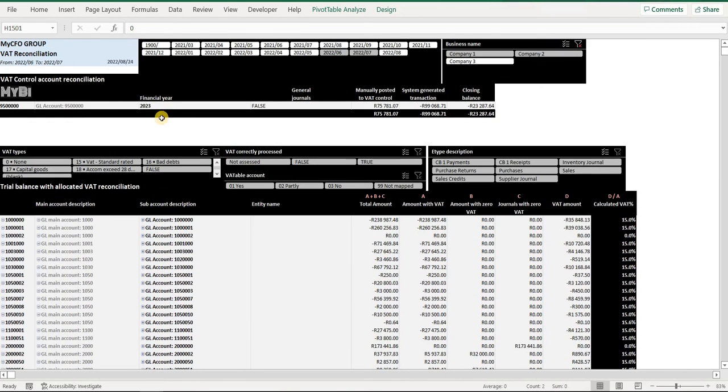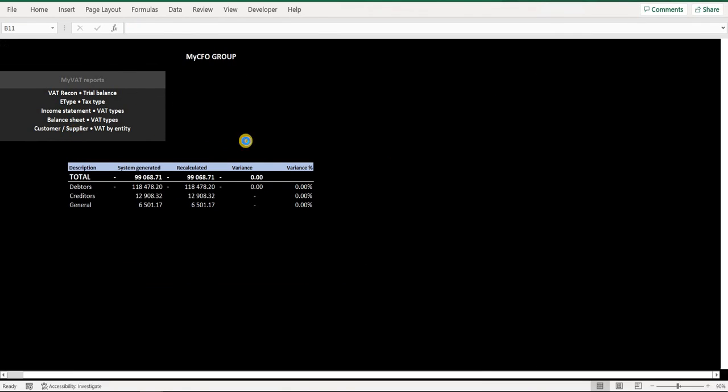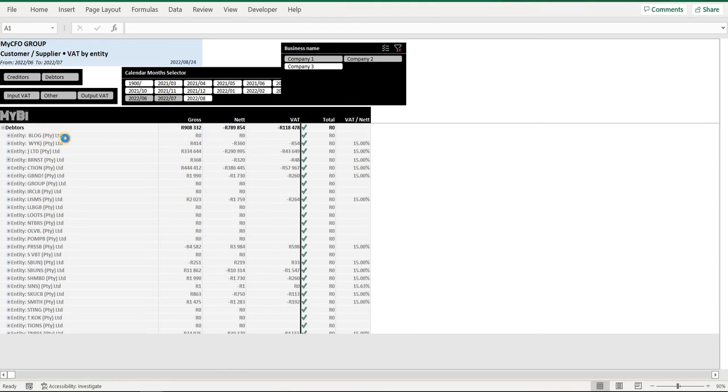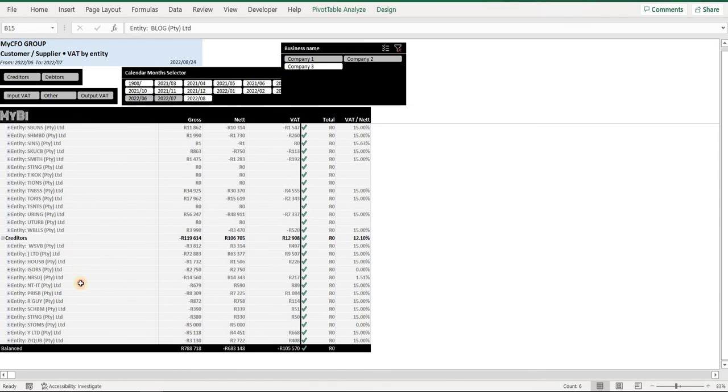You can also then go into the entity environment, which sits over here, and you can see, well, how did I actually raise VAT against each of the debtors? So it shows you that in detail. And how did I claim VAT against each of my creditors? And you've got a little calculation here.